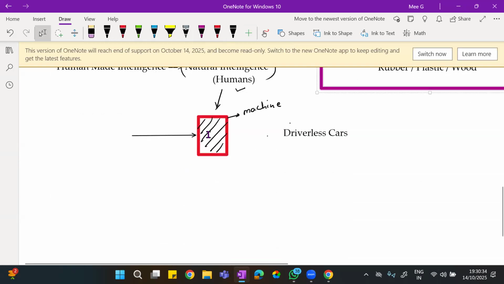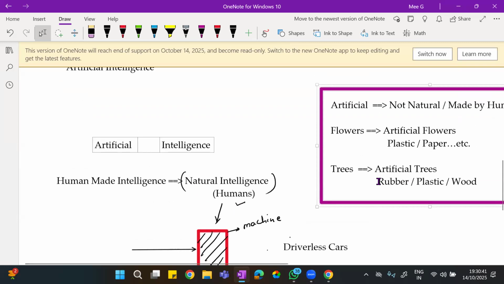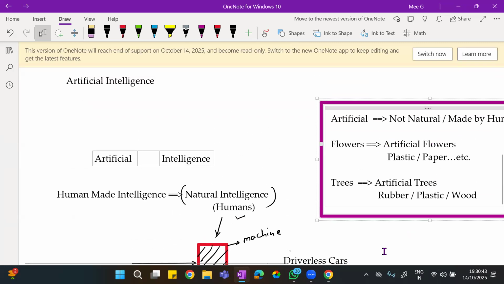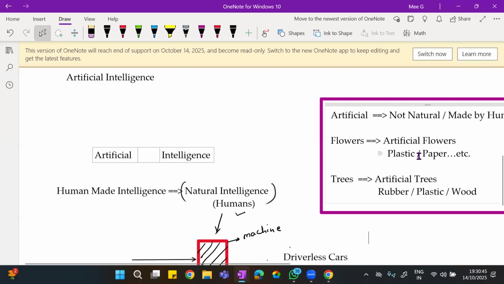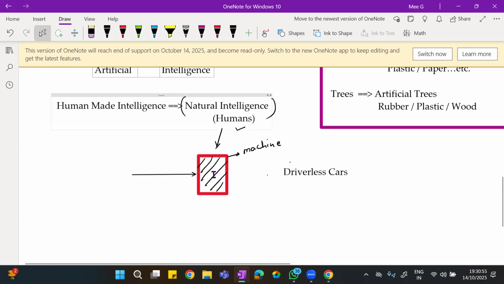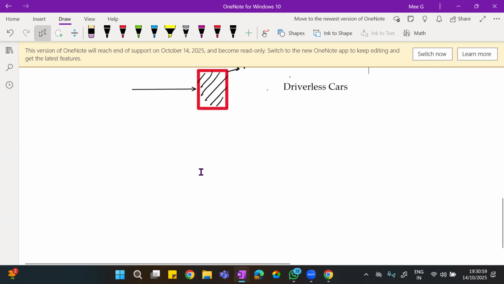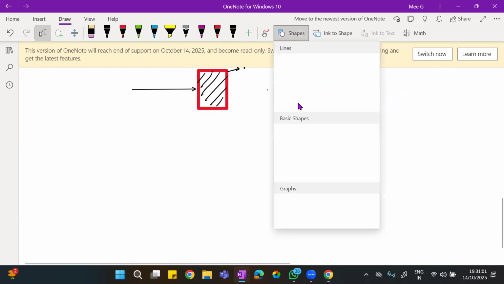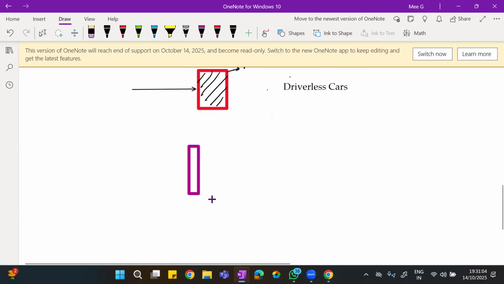Now, here we are passing the intelligence. The $1 million question is: how? Here I'm creating an artificial flower. How? Plastic and paper. I'm creating artificial trees. How? Rubber, plastic, and wood. I'm creating the artificial intelligence. How? Again, the same question. The how is nothing but based on the data.